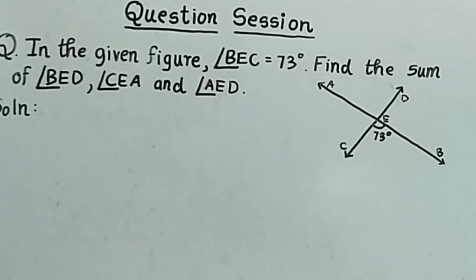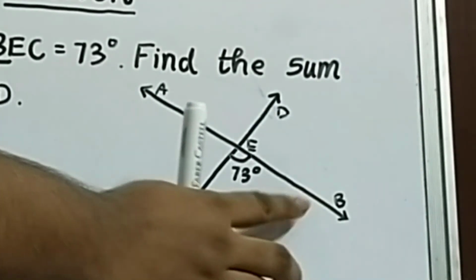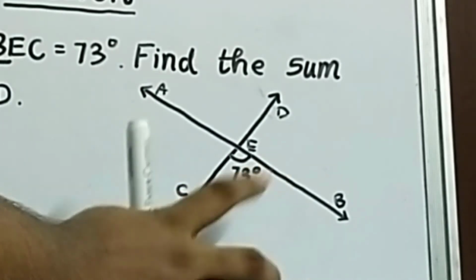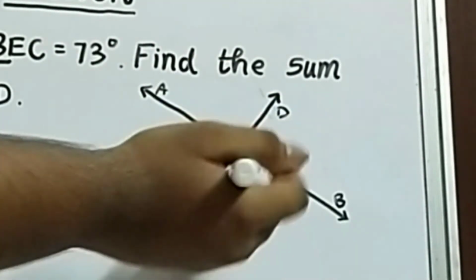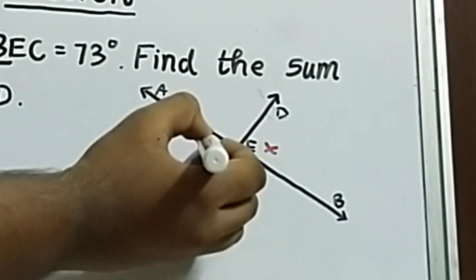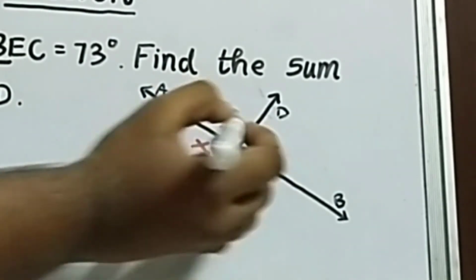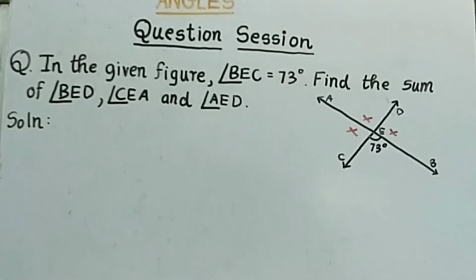So this is our next question here. In the figure given, angle BEC is 73 degrees. We have to find the sum of angle BED, this angle, CEA, this angle, and AED, this angle. We have to find the sum of these three angles. So let us draw the figure here.